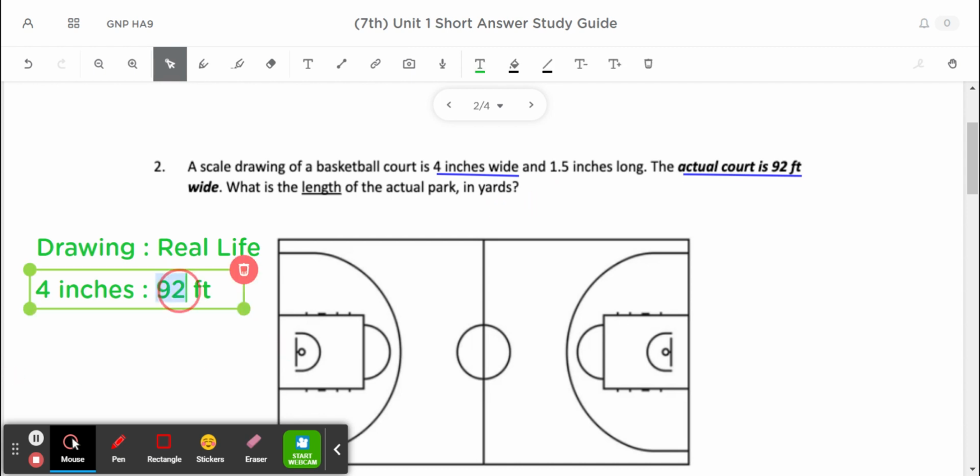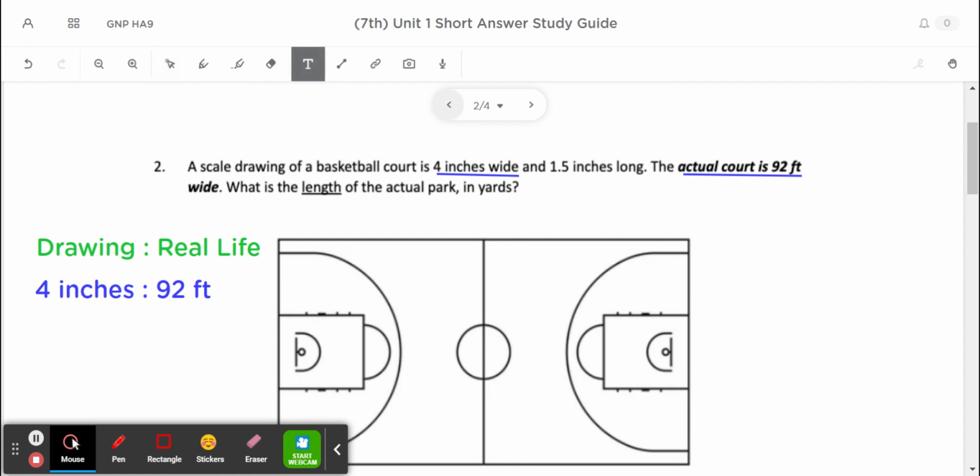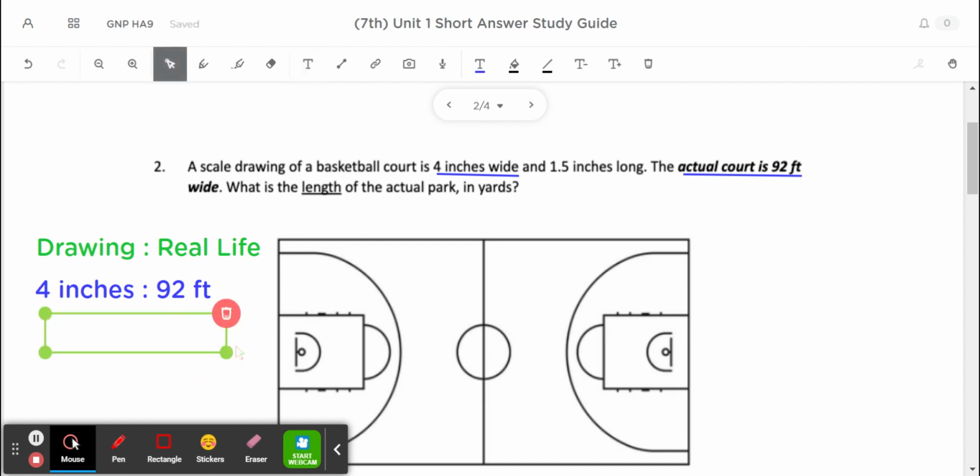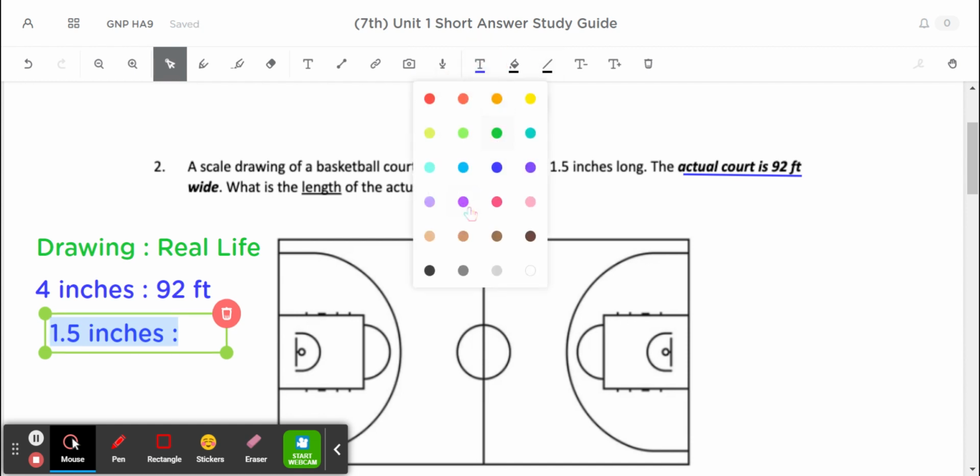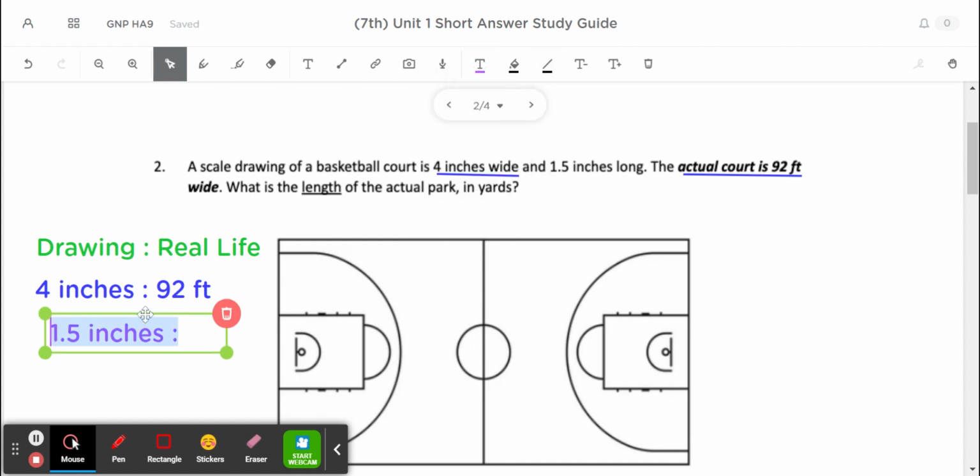Now, what I need to figure out is what is the length of the court? And I know how many inches it is, right? I know that it's 1.5 inches long. This is going to be a little tricky, but we're going to work through it. I know that it's 1.5 inches long. And so I know a few different things.